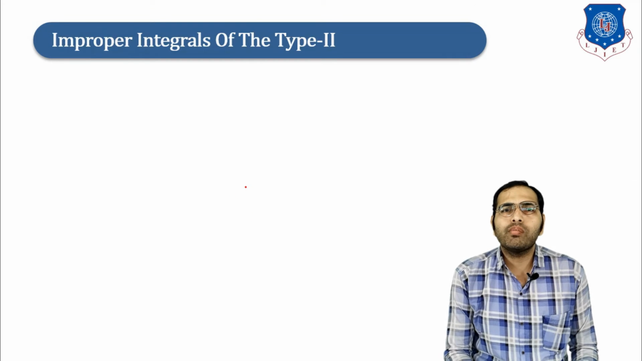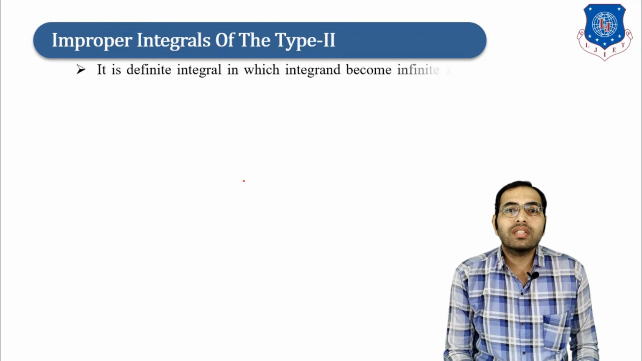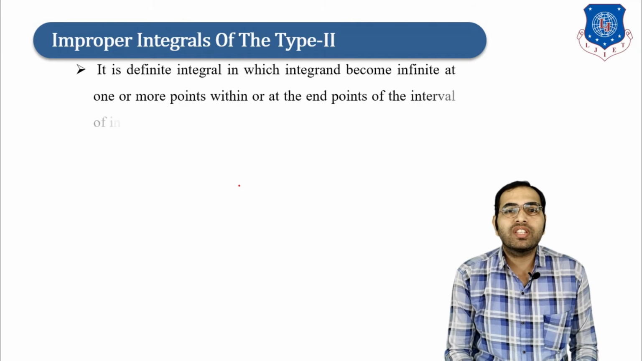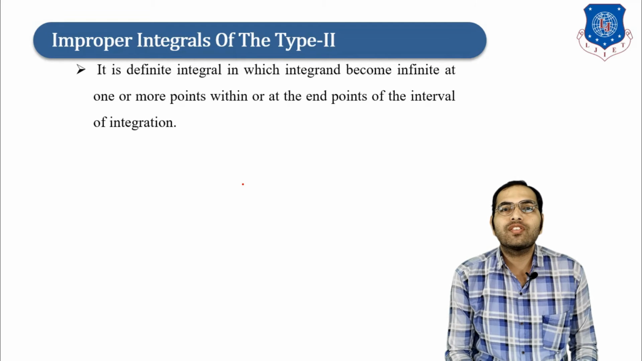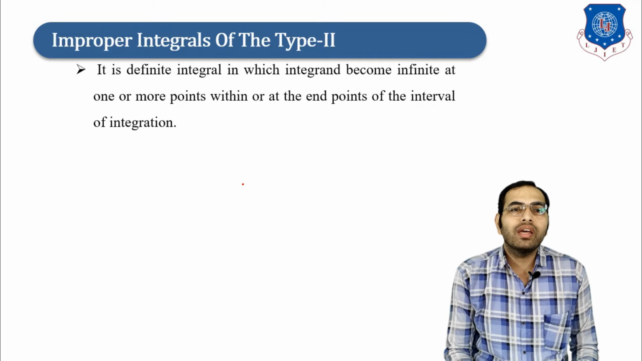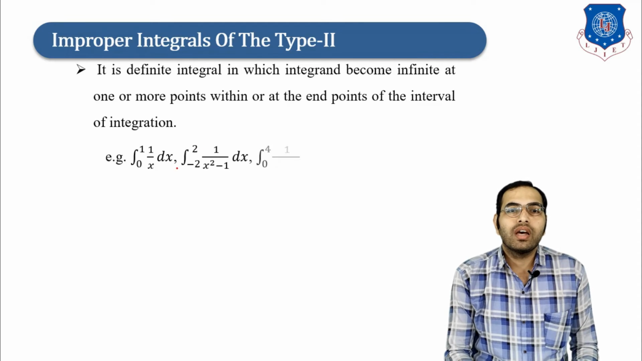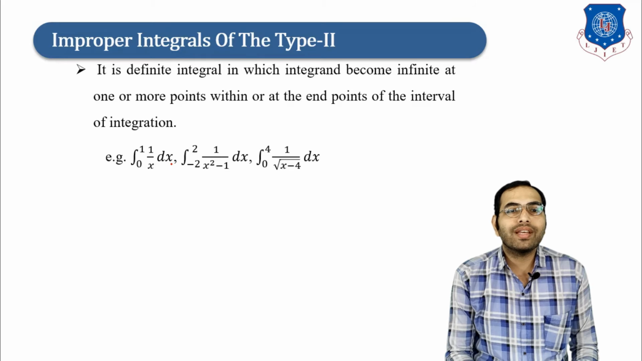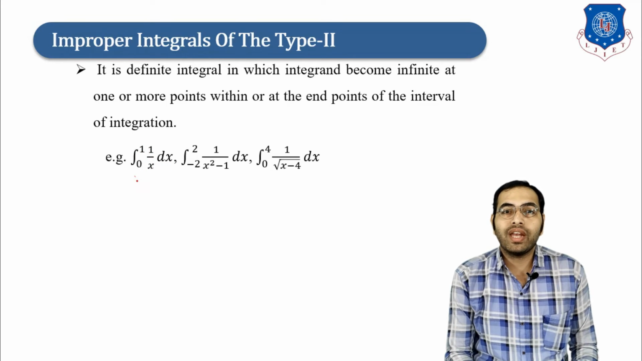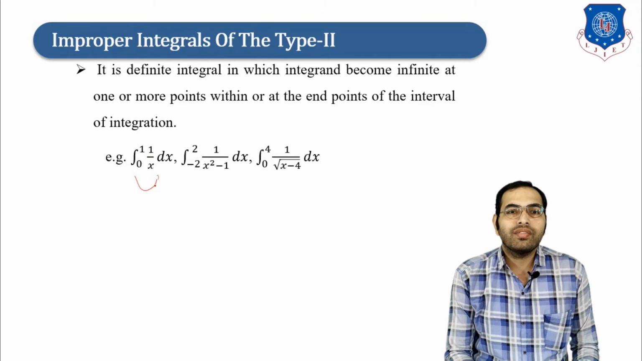Let's see one more topic, which is the improper integral of type 2. It is a definite integral in which the integrand becomes infinite at one or more points within or at the endpoints of the interval of integration. For example, the integral from 0 to 1 of 1 upon x dx. Here, whenever we substitute the upper limit as x, it is finite, but when 0 replaces x, then 1 upon 0 is infinite. That means whenever we substitute the endpoints, our integrand becomes infinite.